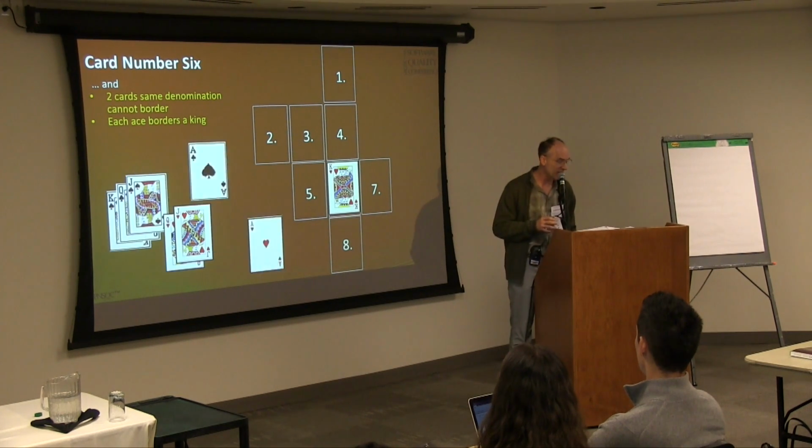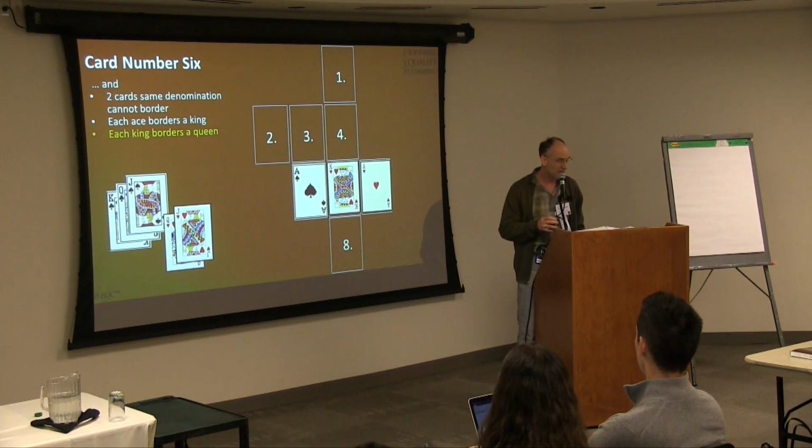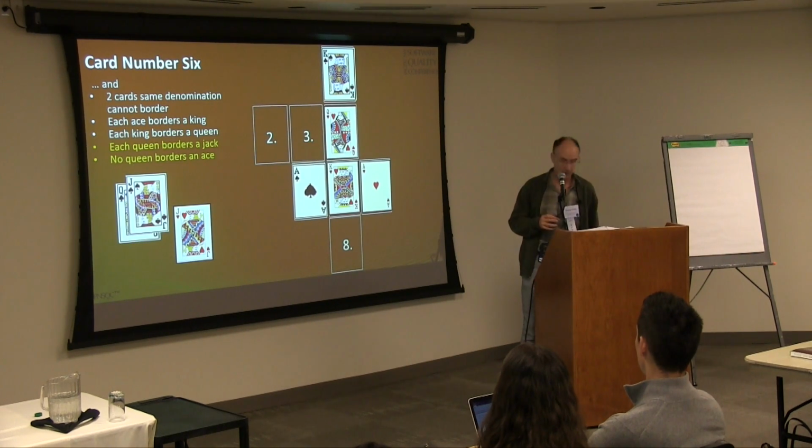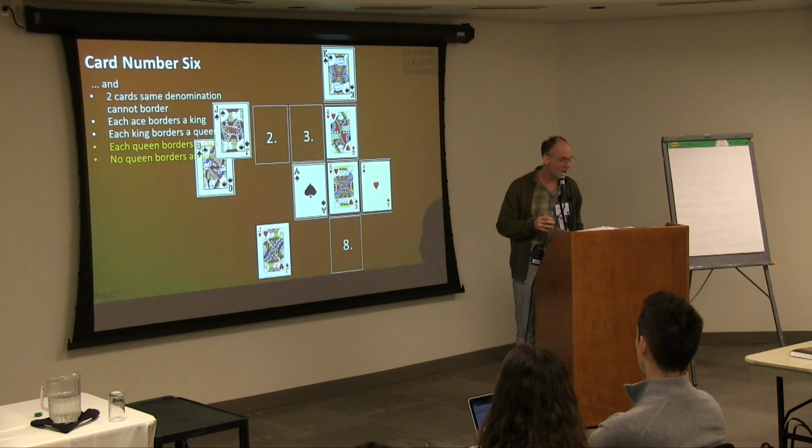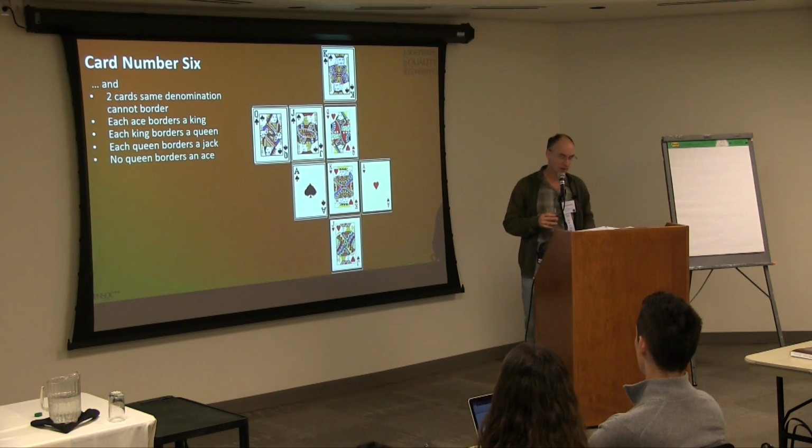Each ace borders a king. Each king borders a queen. Each queen borders a jack, and no queen borders an ace. So I've actually solved the problem right there for us. But if I asked you to solve it, it would take you a little bit longer, I'm sure.